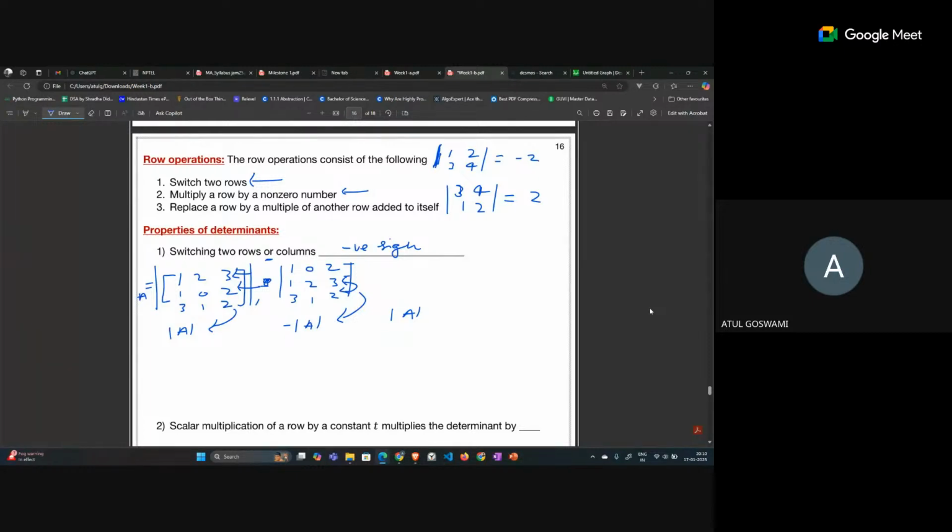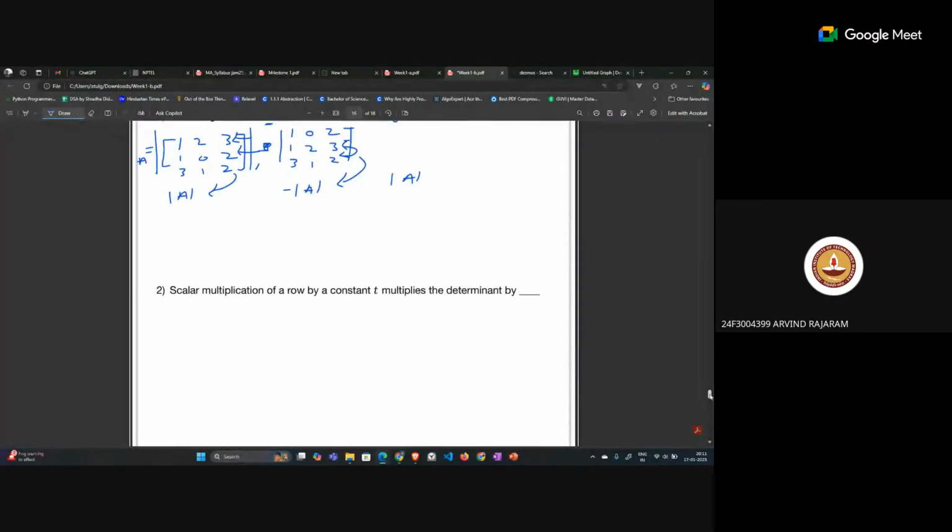Or you can change two columns, like 4, 2, 3, 1, interchanging the first and second column. What is the determinant now? Again minus 2. So basically this is what the first property says: if you switch any two rows or columns, a negative sign comes. The first property is clear, right?